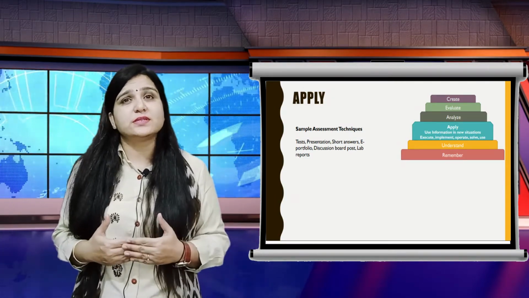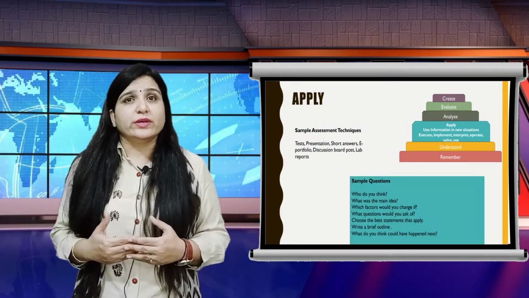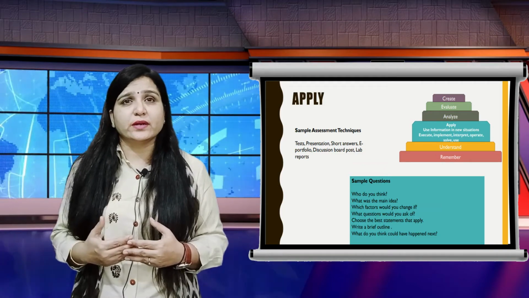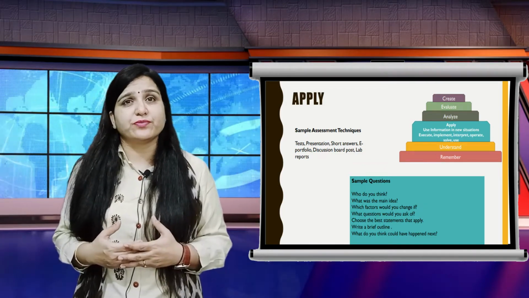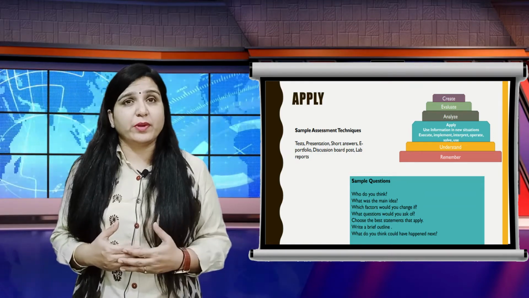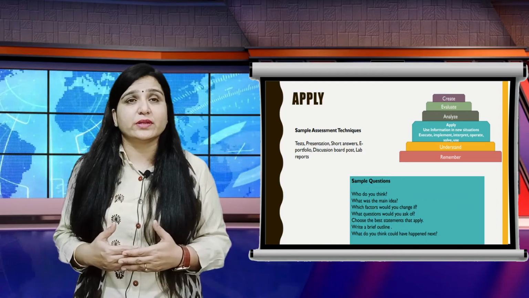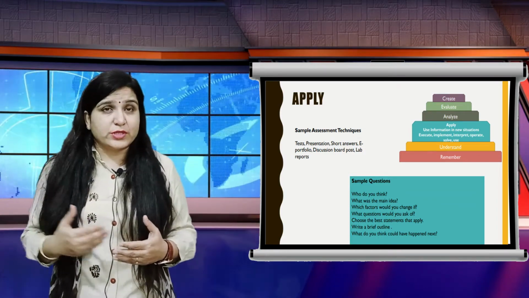And to assess this level, the teacher can ask questions like who do you think? What was the main idea? Which factors would you change if? What questions would you ask of? Choose the best statement that applies. Write a brief outline. What do you think could have happened next? So these are the questions for this level.